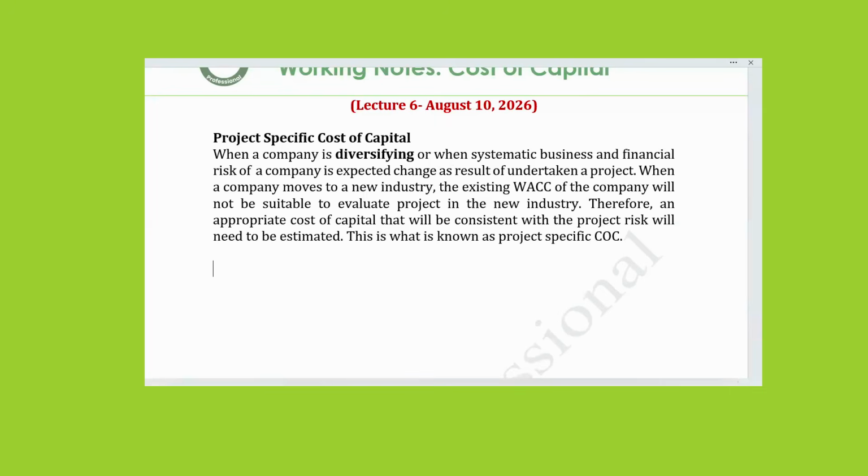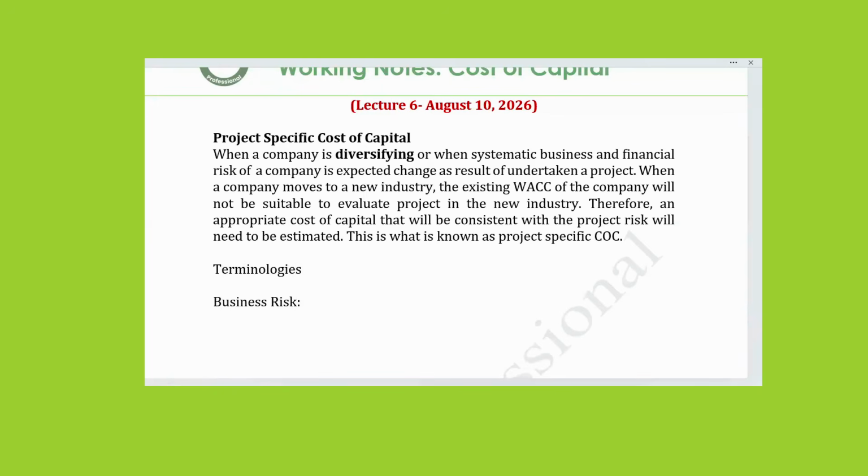So what are the procedures? Before we begin to talk about the procedures, let's talk about some terminologies. All right. So you need to know about, one, what is business risk? What do you mean by business risk?